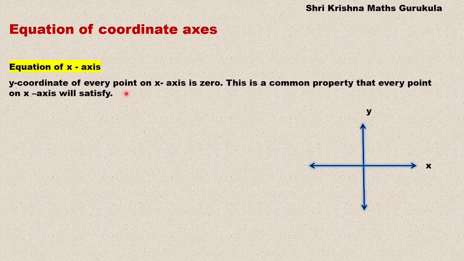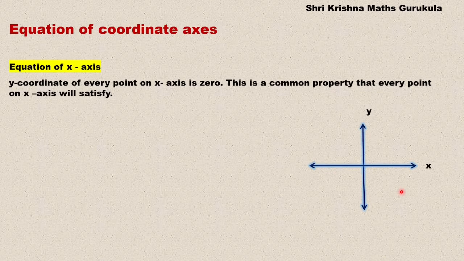Y coordinate of every point on x-axis is 0. You consider any point on x-axis. How will the coordinates look like? It is like (0, 0), (1, 0), (2, 0), (3, 0), (4, 0). What is happening? Coordinates of x is changing. Y coordinate is 0 only because it is on x-axis, right? So if you come to the left side of y-axis, it is (-1, 0), (-2, 0), (-3, 0), (-4, 0) and so on.